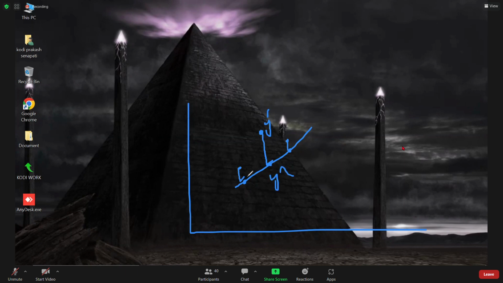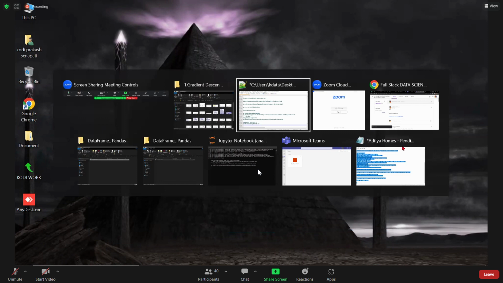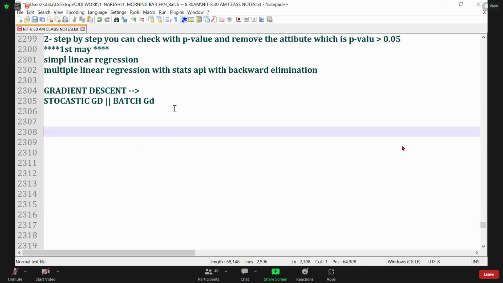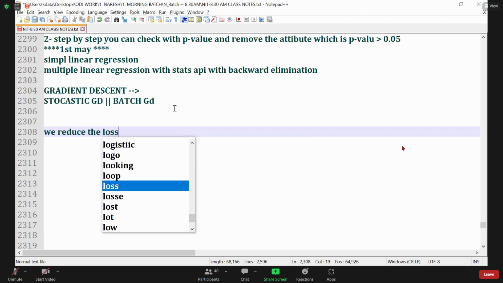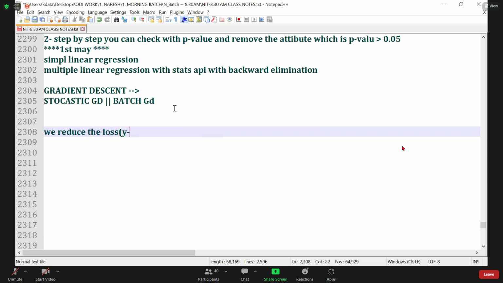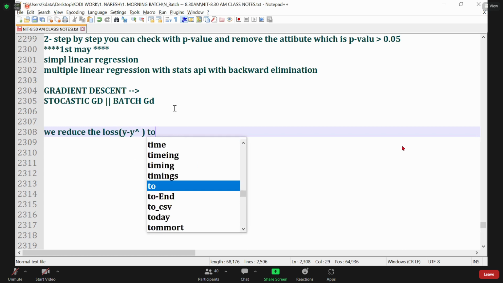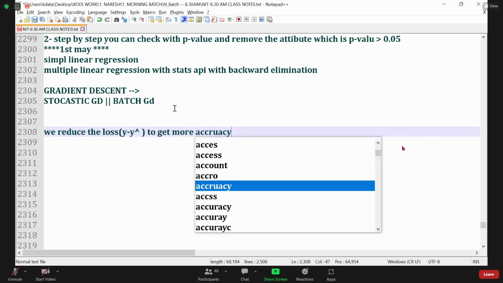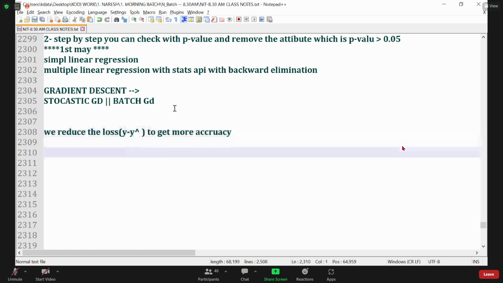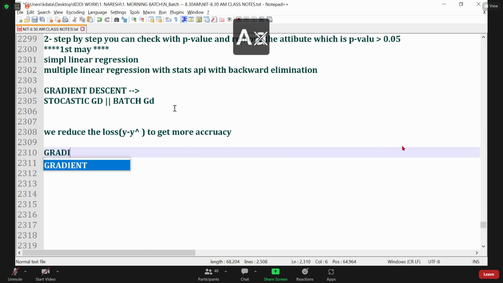So when all the points are closer to the line, we get the best accuracy. That's why every time I say this statement: we reduce the loss. Loss means y minus y hat, to get more accuracy. So what is gradient descent?